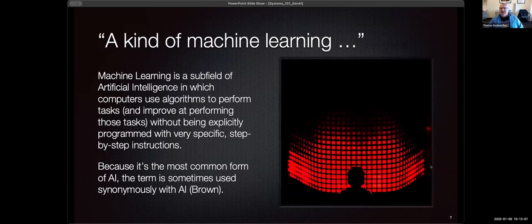So I started my definition with the phrase a kind of machine learning. To dive into that a little bit, machine learning is a subfield of artificial intelligence in which computers use algorithms to perform tasks and improve at performing those tasks without being explicitly programmed with very specific step-by-step instructions. And because it's the most common form of AI, it's sometimes used synonymously with the term AI.